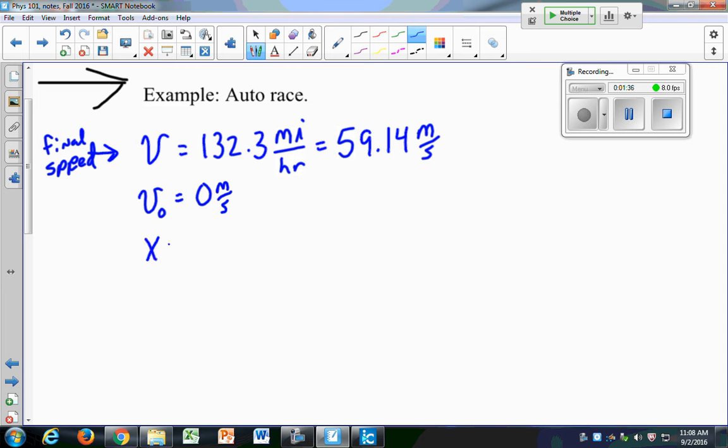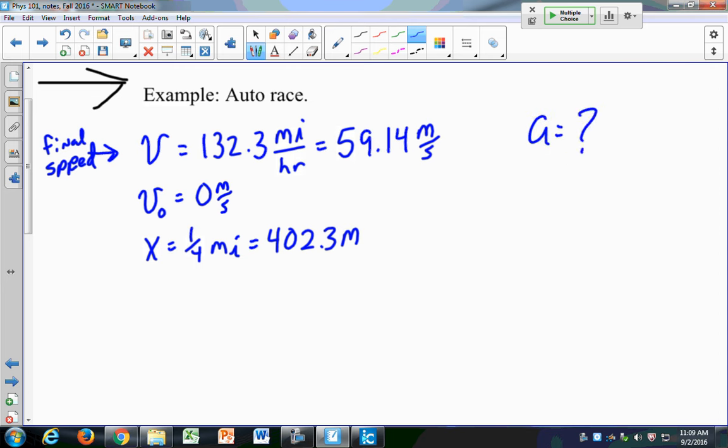And then we know a couple other things. We know that x, the distance that they travel, is equal to 1/4 of a mile. Let's see, there are 1609 meters in a mile, so that gives us 402.3 meters. And I want to know a couple of things. I want to know what is the acceleration. I just want to know what is the acceleration, and then we're going to come back and make another calculation. So I also know the time that he traveled this in. He gave it on the screen. It was 10.8 seconds.